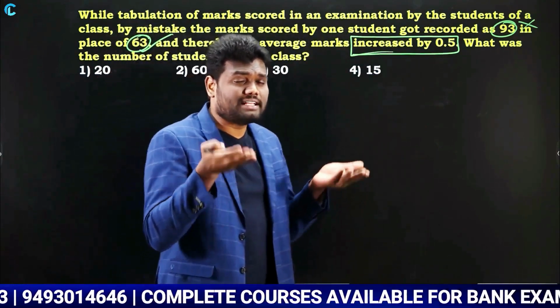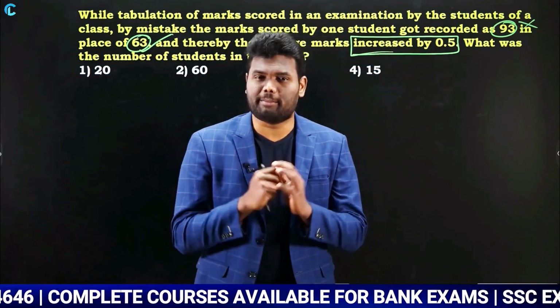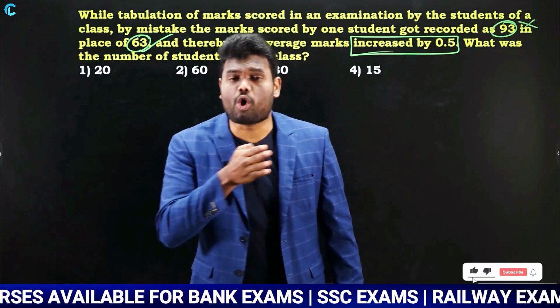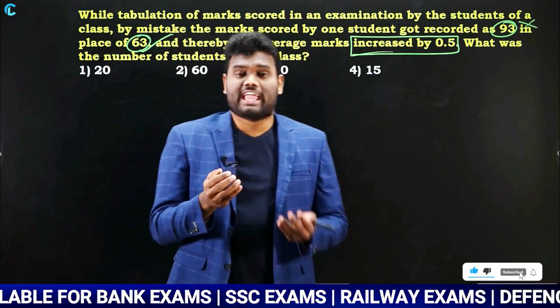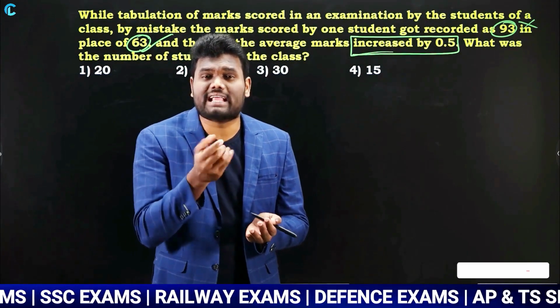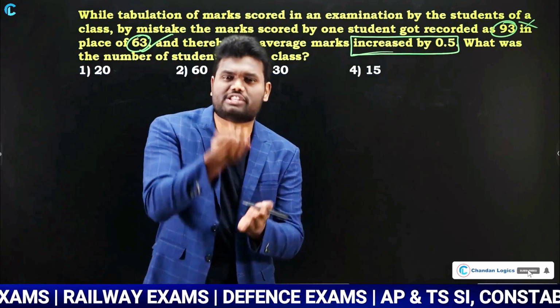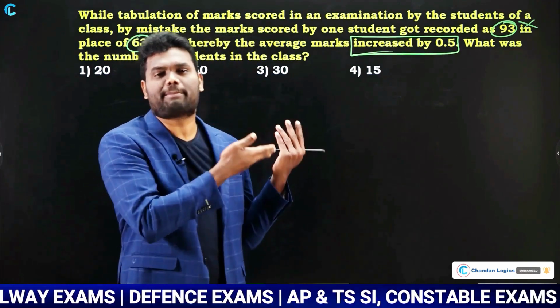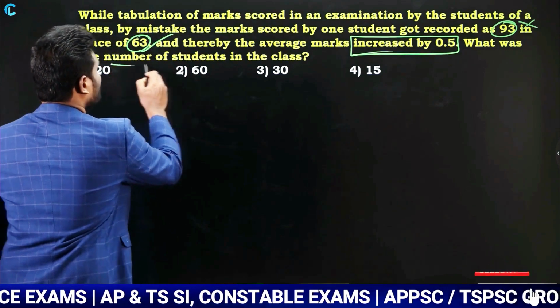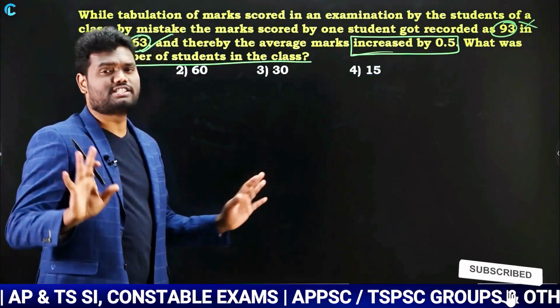When I say the average increased by 0.5, what do you mean by that? Average is nothing but whatever that is going to have in common. If I say the average increased by 0.5, it is as if each and every number is increased by 0.5. The same happened here also. Now your question is, what was the number of students in the class? This is a very simple question.